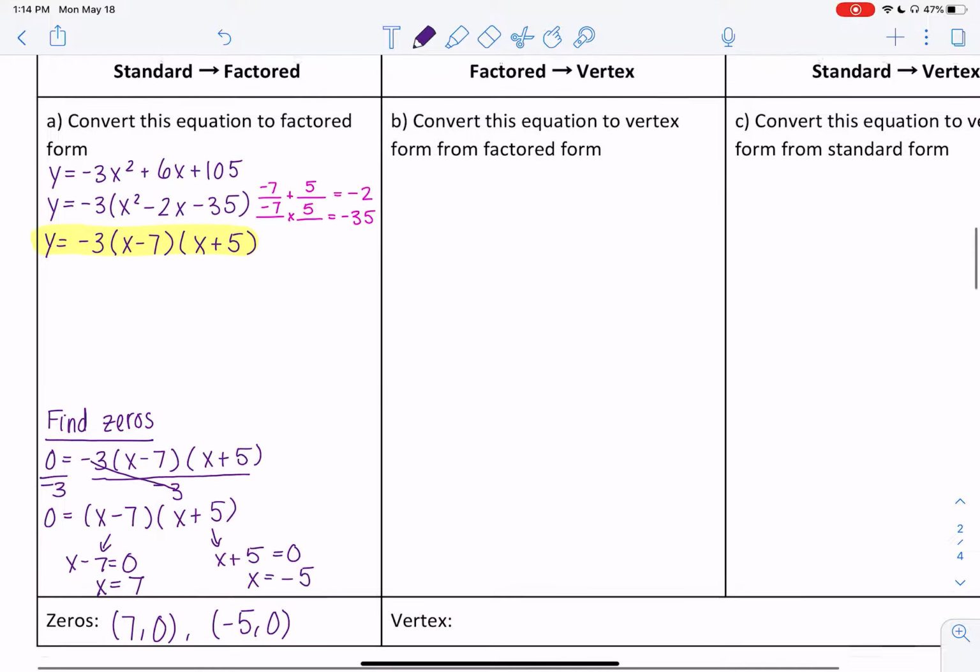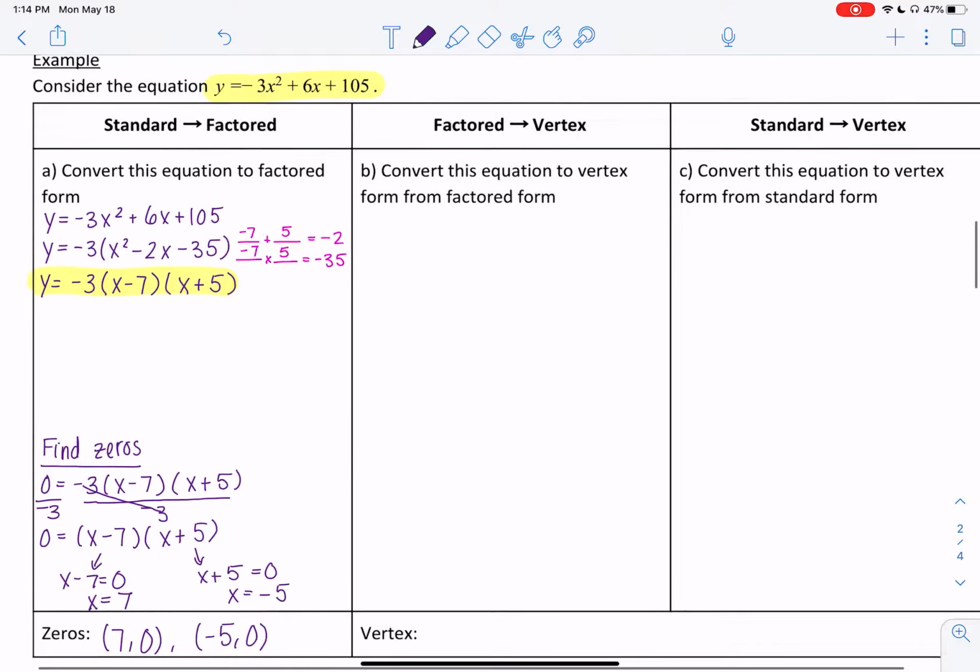Okay, so that's the first one. And I think that that is one part that people aren't having too much trouble with. I think it's the vertex part that is getting a little confusing. So for the second one, we're going to convert this equation to vertex form from our factored form. So we're going to be starting with our factored form here that we just found in the last step. And we're trying to get it to vertex form. So the information we have so far is we have our factored form and we have our zeros.